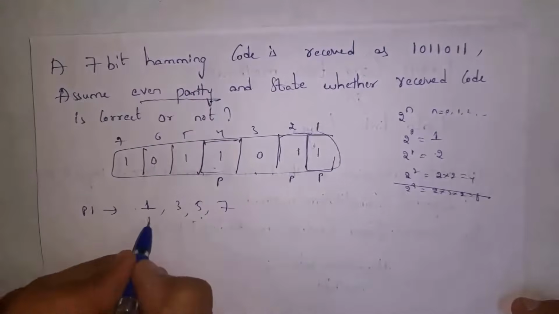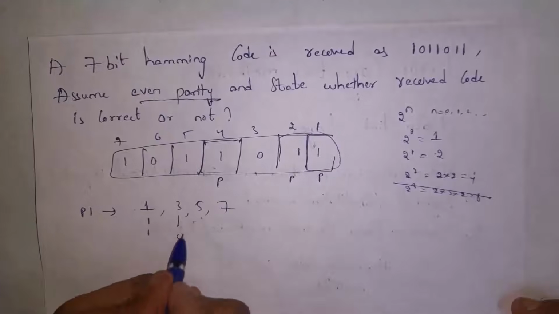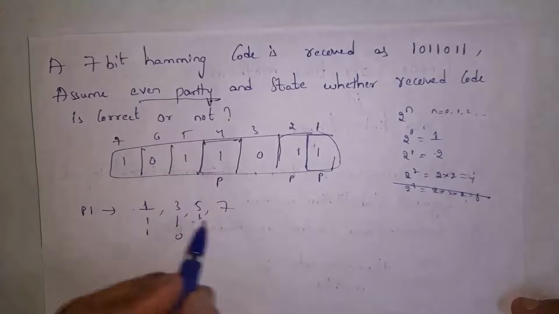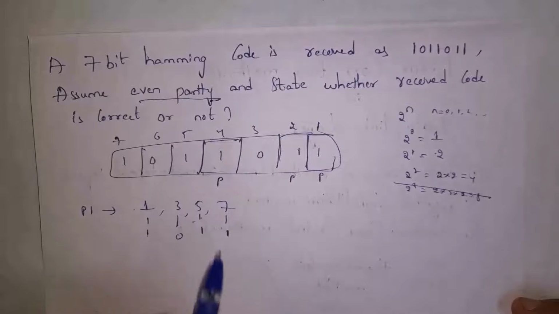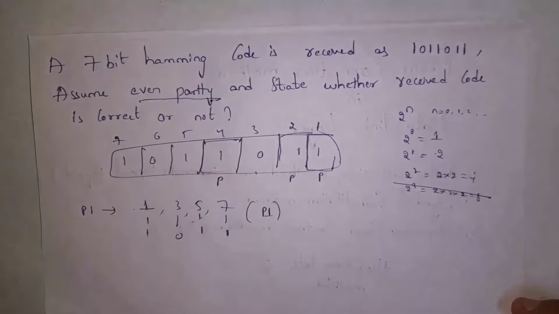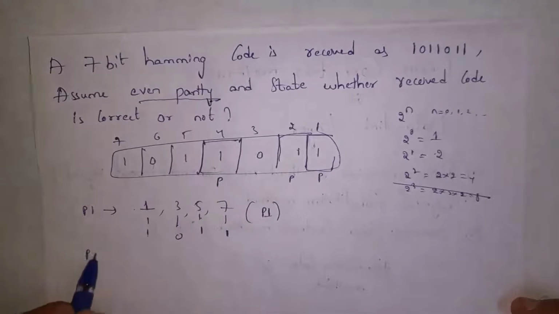So P1 value is 1, P3 value is 0, position 5 contains value 1 and position 7 contains value 1. If you observe here, 1, 2, 3, odd number of ones. So we got errored data. And similarly we will find P2.